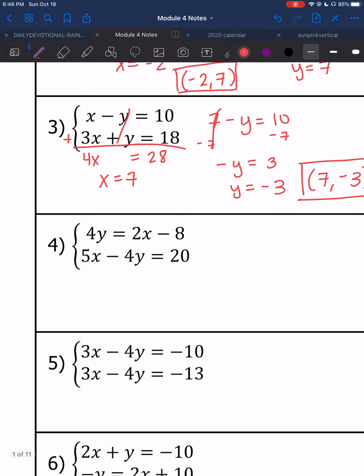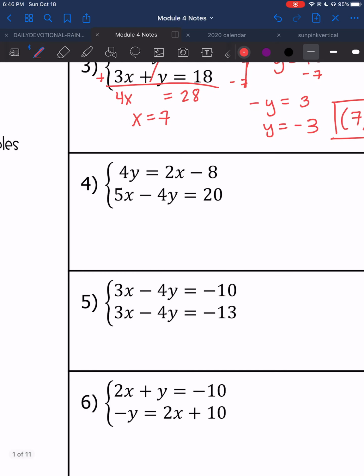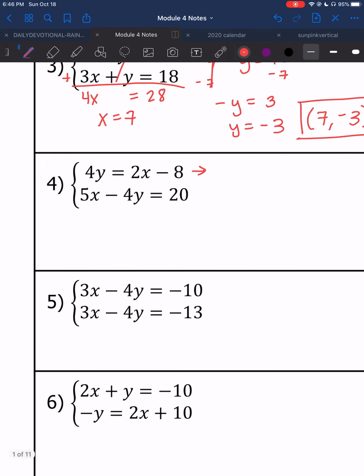All right, so those were all lined up for me, but if we look here, I have a y and an x on top of each other, and an x and a y, and my equal signs are in different places. So let's just get them all situated. So I'm going to subtract the 2x to the other side. So I'm going to have negative 2x plus 4y equals negative 8. And then this second equation can stay the same. So I have 5x minus 4y equals 20. And so from here, I want you to solve it.